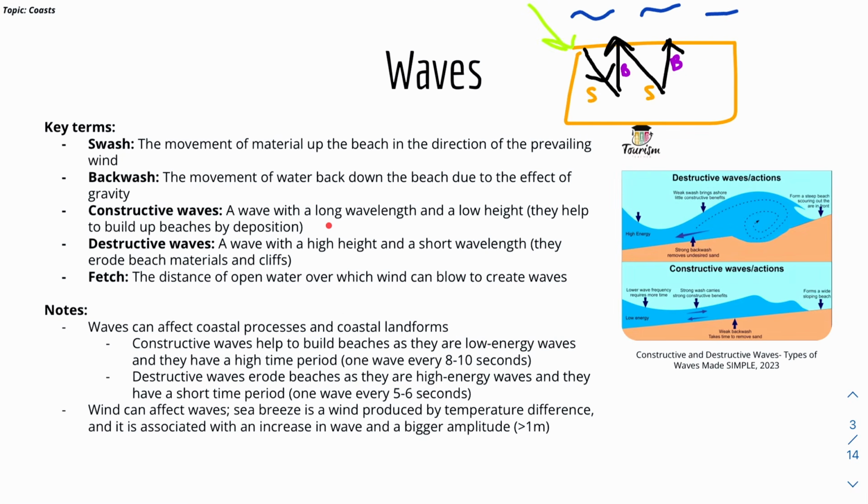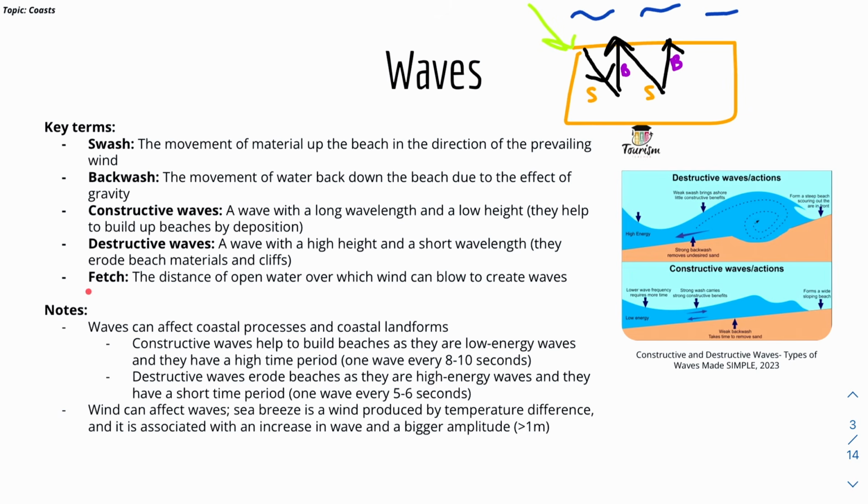And then we have constructive waves and destructive waves, which is shown right here. So constructive waves are waves with a long wavelength and a low height, and they help to build beaches by deposition. The opposite of that is destructive waves, which are waves with a high height and short wavelength, and they would erode beach materials and cliffs, which is quite self-explanatory due to the constructive and destructive in the name.